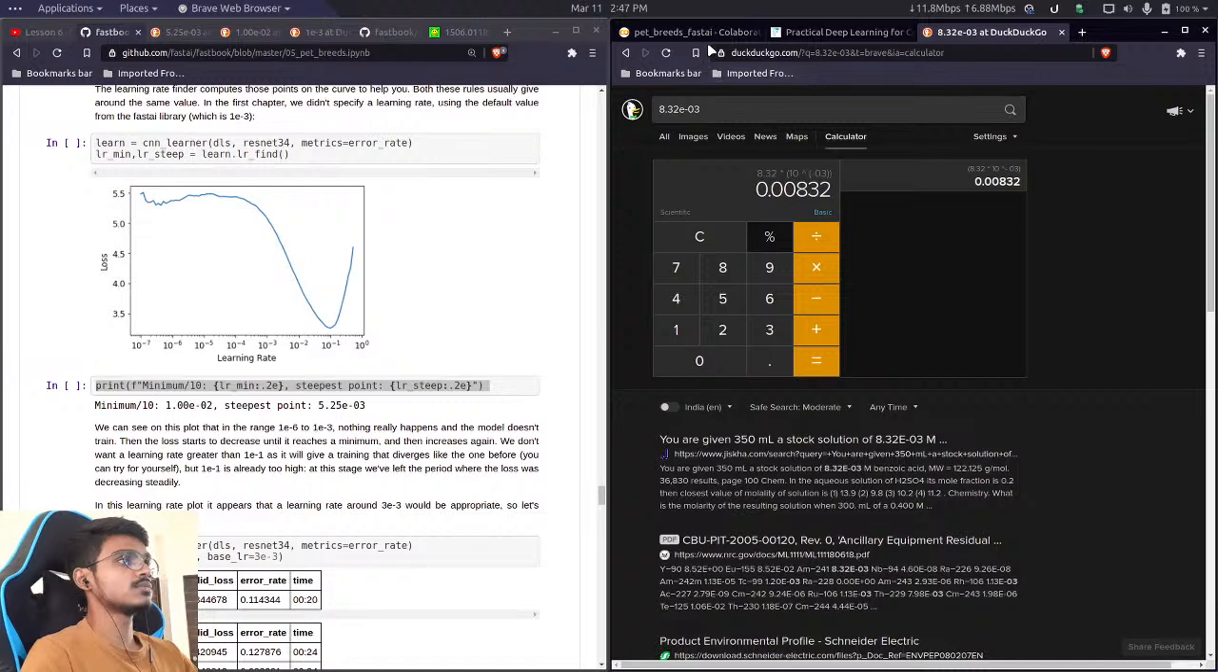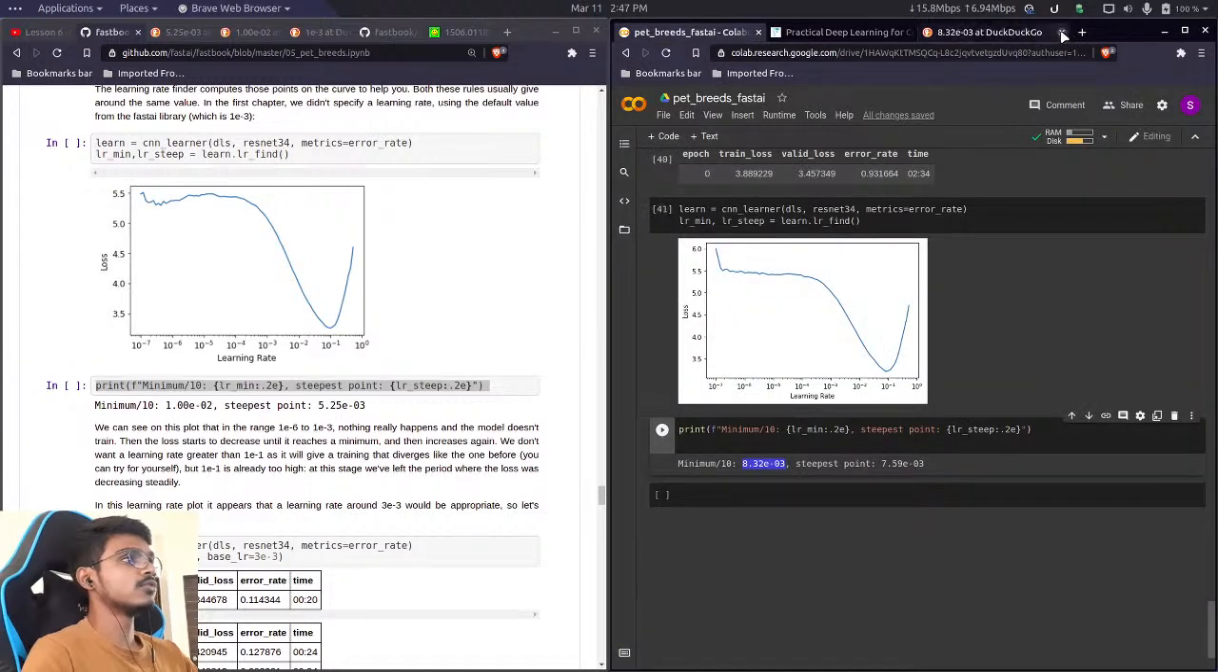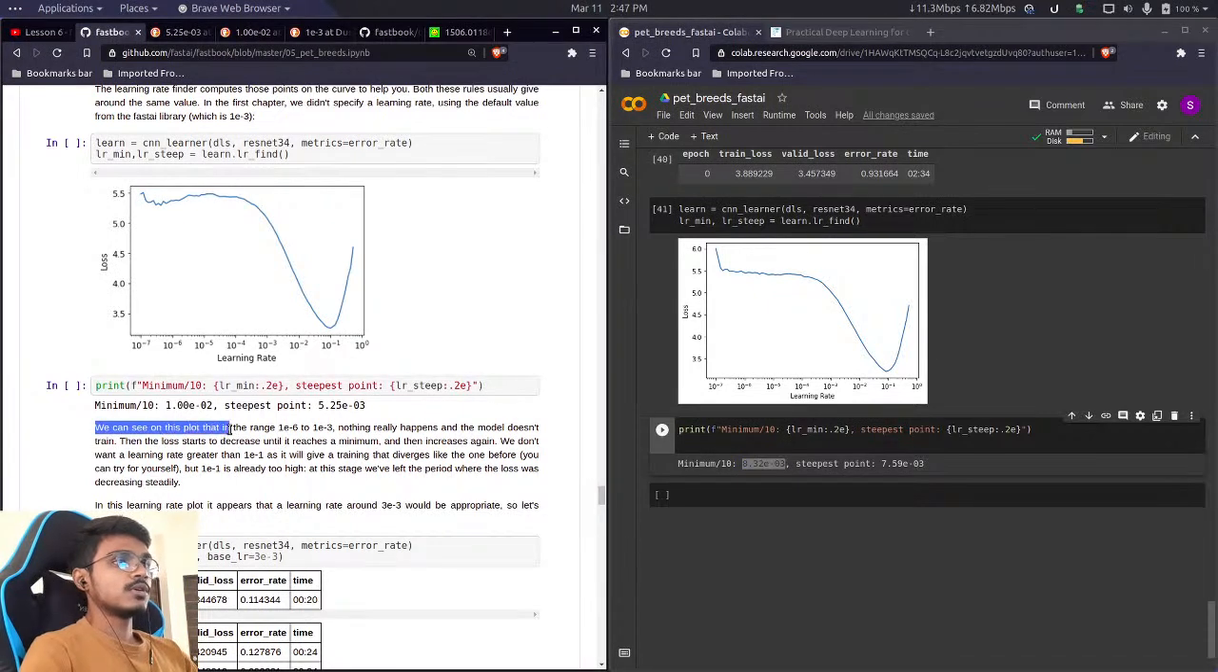One zero zero eight. So it is similar to the notebook. Okay, and we can see on this plot that in the range 10 raised to minus 6 to 10 raised to minus 3, nothing really happens. From this point up to this point, nothing really happens. The loss is almost flat and the model doesn't train. Then the loss starts to decrease until it reaches a minimum, and then increases again.